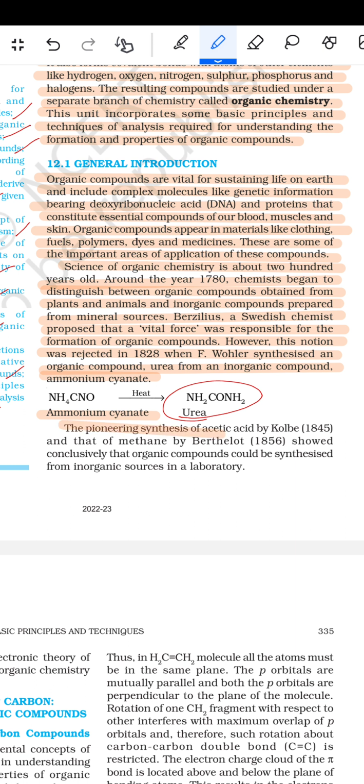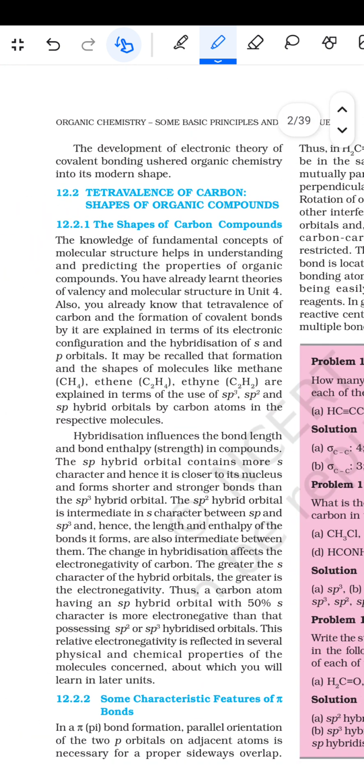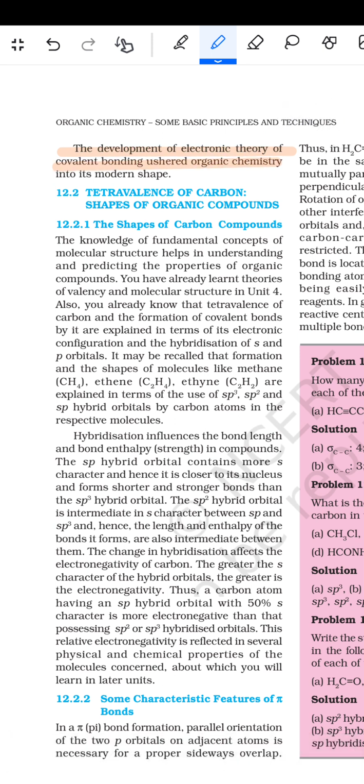The pioneering synthesis of acetic acid by Kolbe in 1845 and that of methane by Berthelot in 1858 showed conclusively that organic compounds could be synthesized from inorganic sources in the laboratory. The development of the electronic theory of covalent bonding ushered organic chemistry into its modern shape.